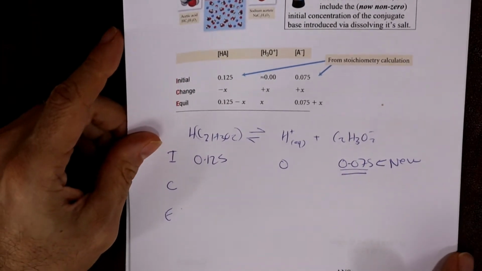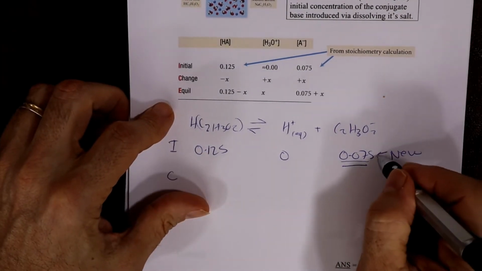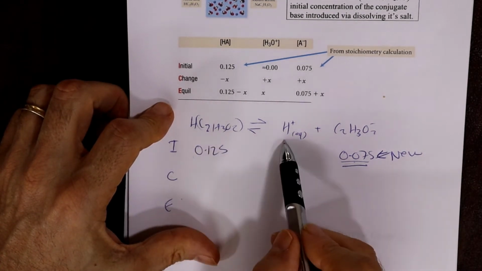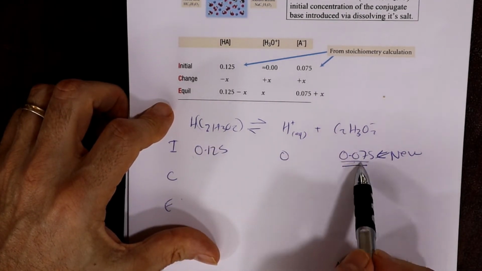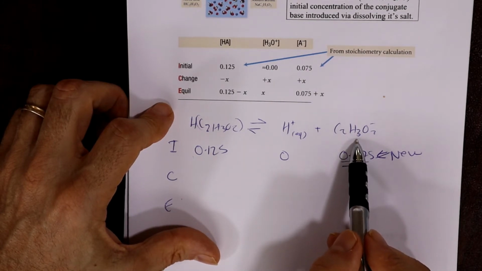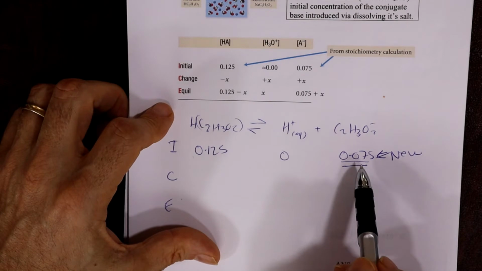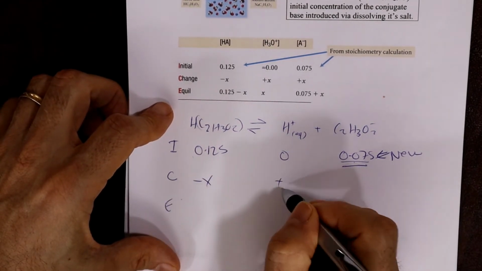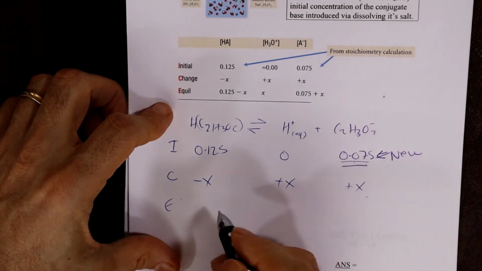In a common ion problem, this initial line is not the same as it would be just for the acid dissociating. You have an exterior source initially of conjugate base, so just knock that on top. Then it's exactly the same procedure. Minus x, plus x, plus x. So what do we have?